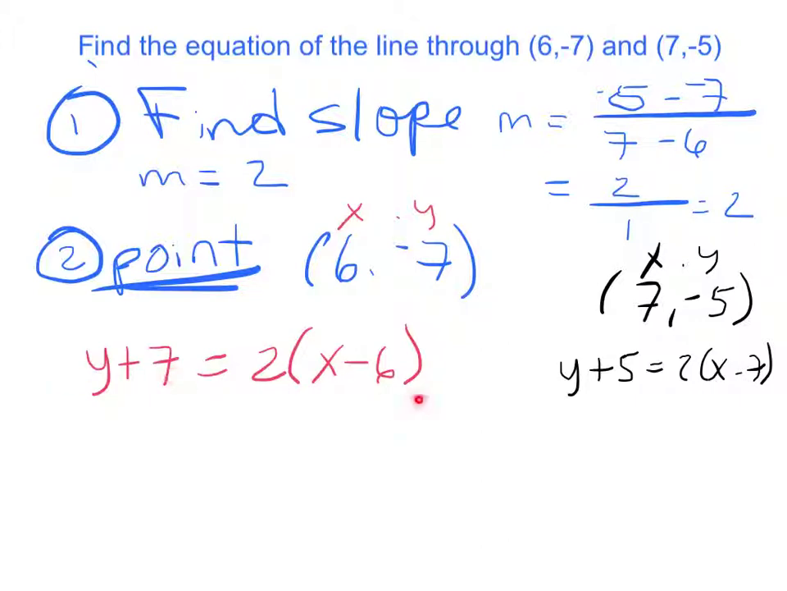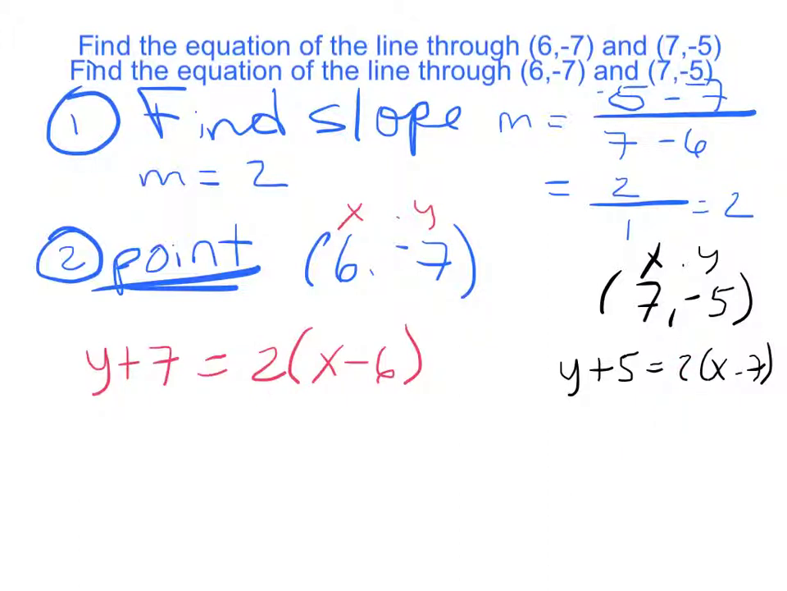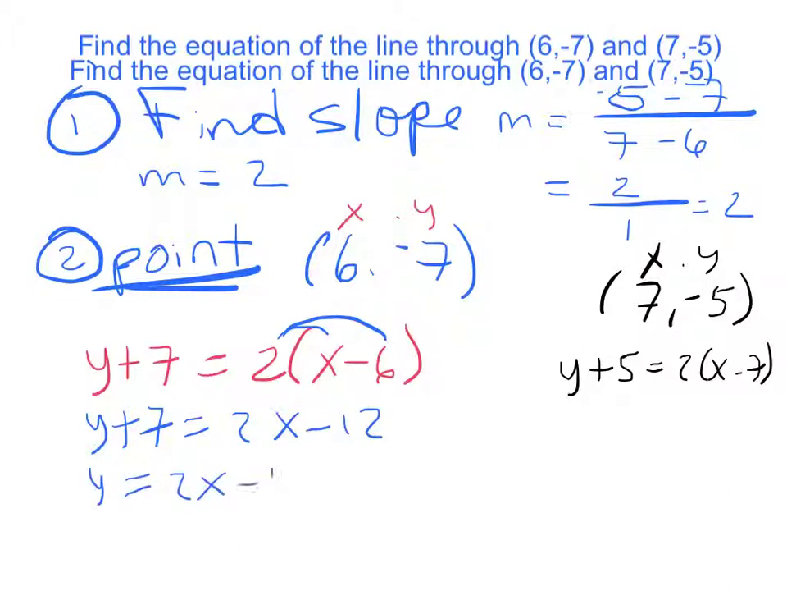And you might be looking at it and say, this looks totally different than this, except for the fact that they have the same slope. Now I'm just going to prove that these are in fact equations that represent the same line by solving for y. I'm going to distribute. Let's say y plus 7 equals 2x minus 12. Then when I subtract 7 from both sides and isolate the y, we get y equals 2x minus 19. I'm going to go over here and do the same thing. I'm going to distribute the 2 through. We get y plus 5 equals 2x minus 14. So y equals 2x minus 19.